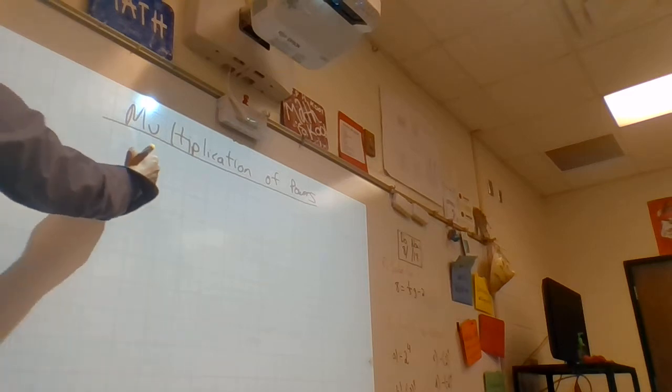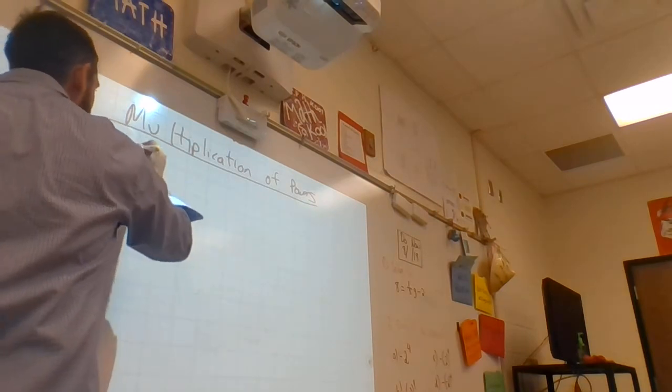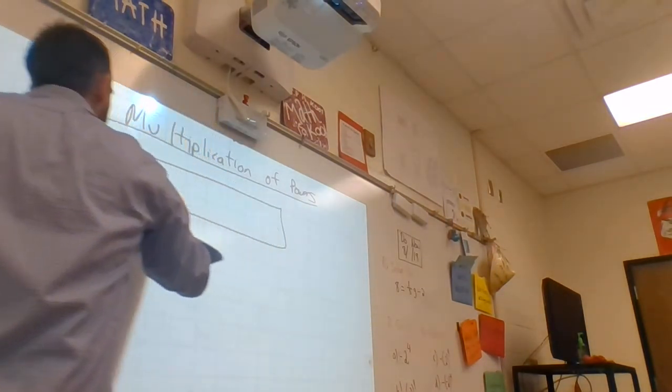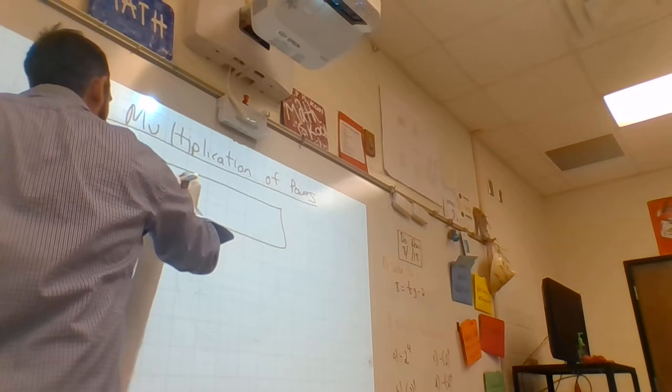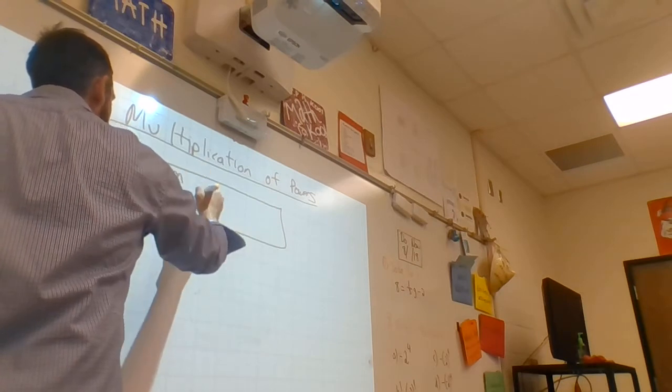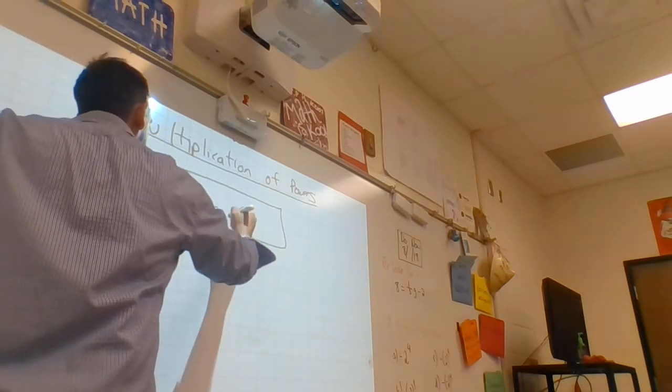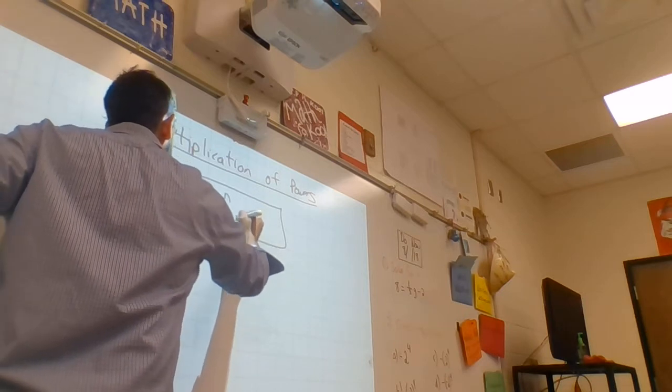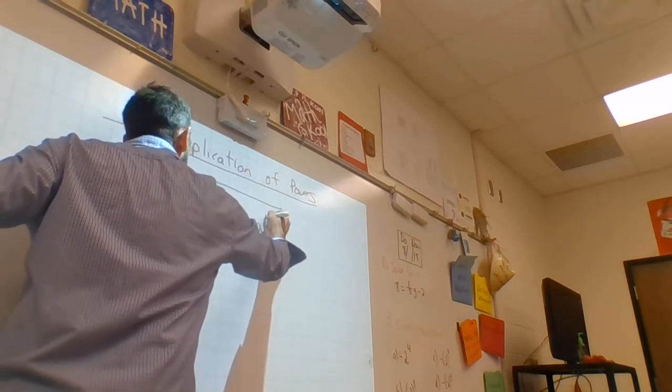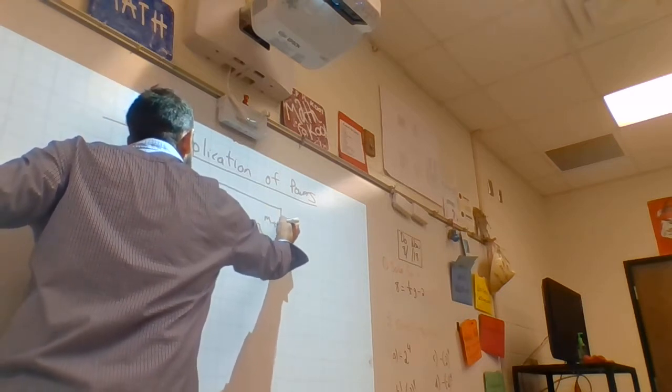So the general form, just draw this little box right here, and it's going to make sense in just a second. We say a to the m times a to the n is equal to a to the m plus n.